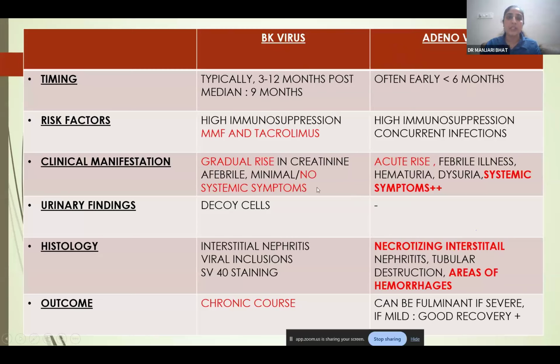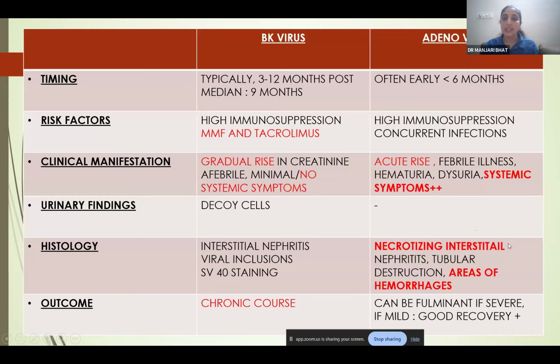In the clinical manifestation of BKV virus, generally we see a gradual rise in creatinine, and they will not have any systemic symptoms. However, in adenovirus, there is an acute rise in the creatinine associated with systemic symptoms. Typically, decoy cells are seen in BKV nephropathy.